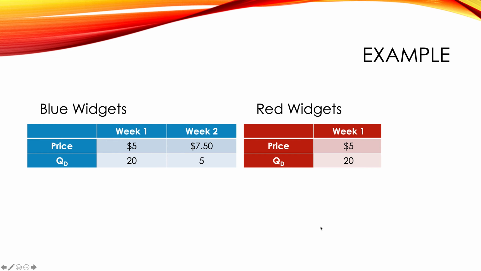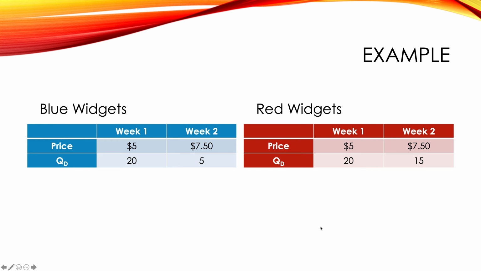Week two, the price of blue widgets rises to $7.50 per widget. As a result, the quantity demanded drops from 20 all the way down to 5. But for red widgets, we see the same price increase. In week two, the price of red widgets also rose to $7.50, up from $5. However, the quantity demanded doesn't really change that much. It drops from 20 down to 15.